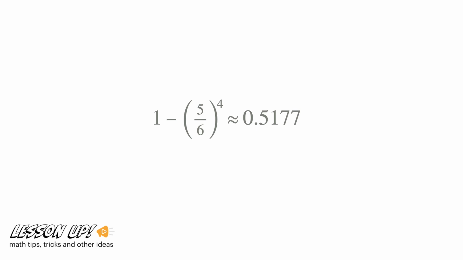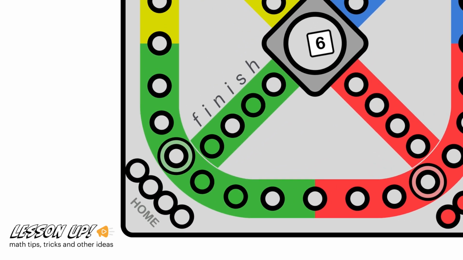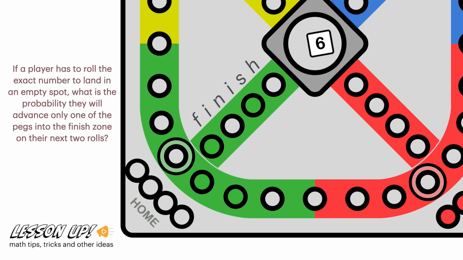Now, it's important for students to understand that not all scenarios will explicitly state exactly how to proceed. More nuanced and implicit circumstances are usually encountered. So consider this scenario. Suppose a player has 2 of their pegs in the finish zone and the remaining pegs are positioned as shown. If a player has to roll the exact number to land in an empty spot, what is the probability they will advance only one of the pegs into the finish zone on their next 2 rolls?